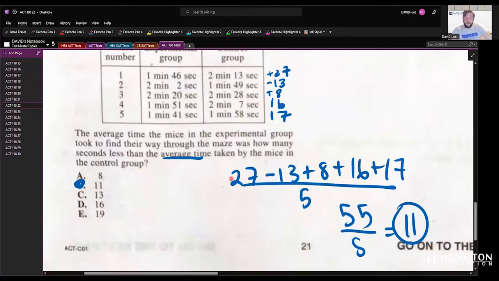So that is one way of doing it. Alternatively, you could convert all the minutes into seconds. So for example, that would be 106 seconds or 122 seconds. And then after doing all the calculations, you could find the total time in seconds minus the total time in seconds and divide by 5.